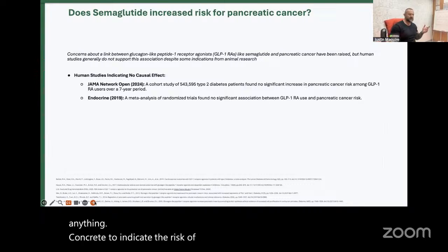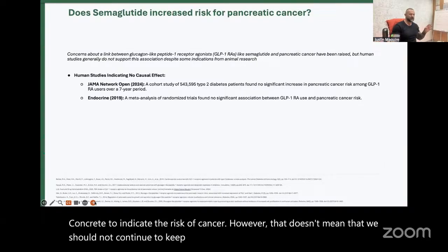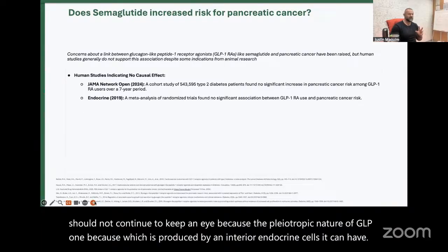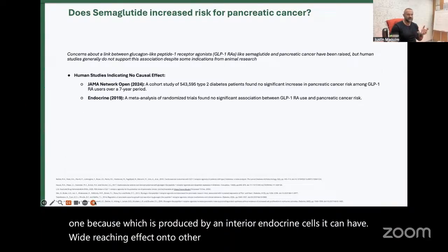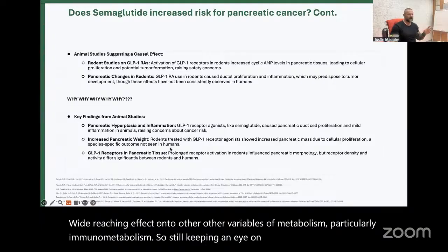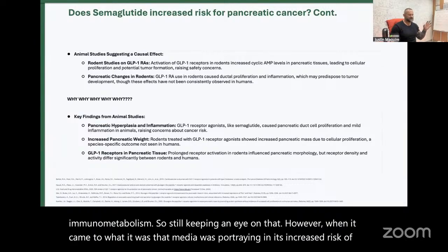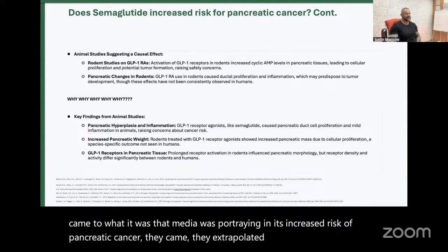However, that doesn't mean that we should not continue to keep an eye, because of the pleiotropic nature of GLP-1, which is produced by our own enteroendocrine cells, it can have wide-reaching effects onto other variables of metabolism, particularly immunometabolism. So still keeping an eye on that. However, when it came to what the media was portraying in its increased risk of pancreatic cancer, they extrapolated those findings from rodent studies.